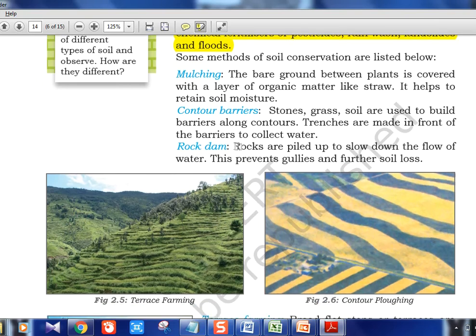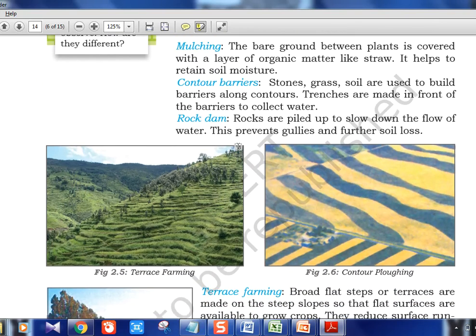UPSC multiple times have put these things either in options or as a direct question in prelims. Mulching, contour barriers, rock dam, terrace farming, and more are there. I'll show you. Mulching means the bare ground between plants is covered with a layer of organic matter, like straw. They place it, and it helps to retain the soil moisture, because the straw placed on the soil keeps it from drying and retains the moisture inside it.